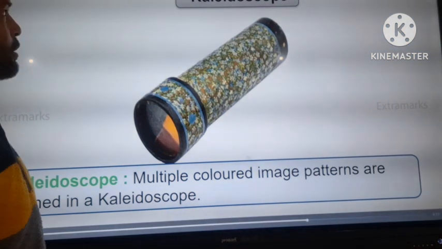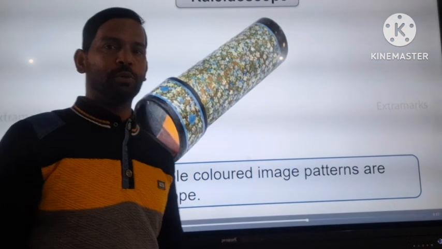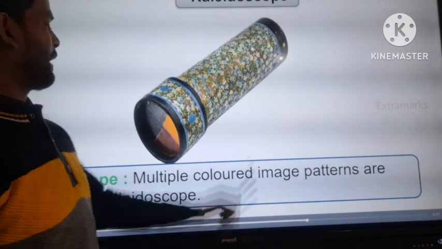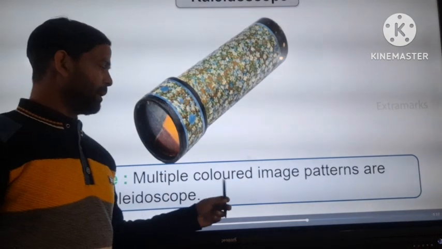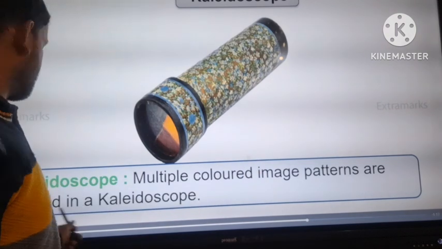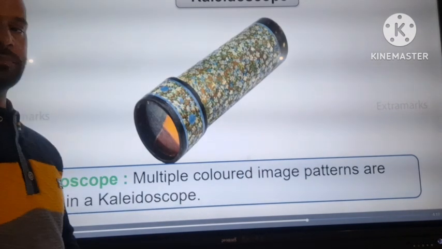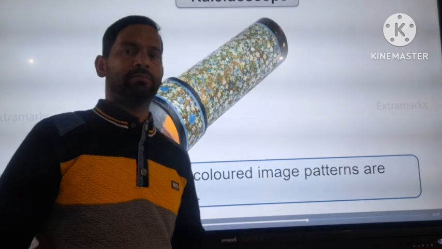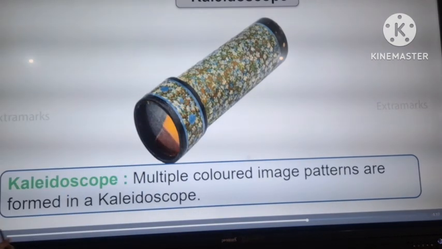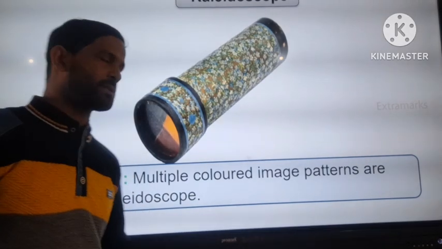Here is another topic which is called kaleidoscope. This is called kaleidoscope. What is the kaleidoscope? Multiple colored image patterns are formed in a kaleidoscope. Multiple colored images are formed. Why is this formed? This can be formed by the different colored reflecting surfaces they have.